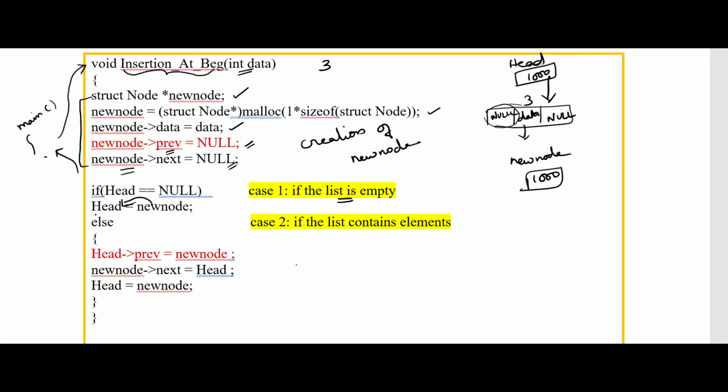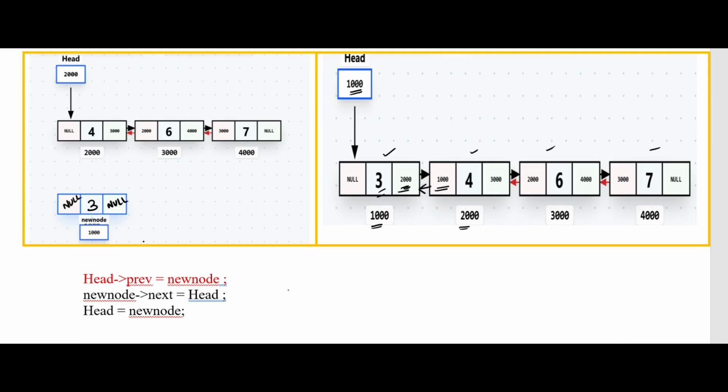Suppose my list contains more elements, how will that element be added and what modifications do we have to make? Now we can see this part with the help of the diagram. Now you see I created the new node. Now we have elements present in the list, so how should it be added?